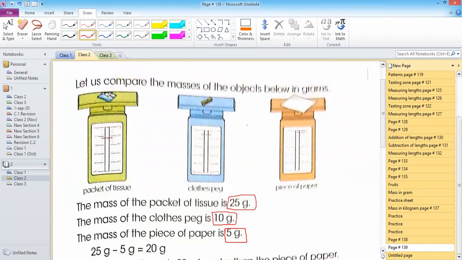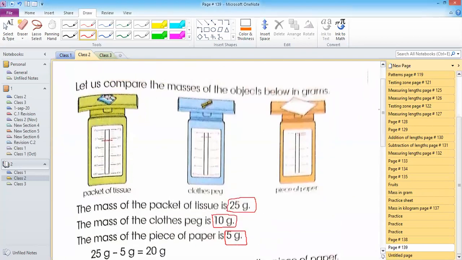So now you are able to read the weight from this weight balance also. Am I right, guys? Yes. Very good. Because you know the weight now, if the question is asking you, can you tell me how much heavier the packet of tissue is than the piece of paper, you will say, sir, this packet of tissue is 25 gram and piece of paper is 5 gram. Okay. To find out the difference, to compare, what do we do? Minus.